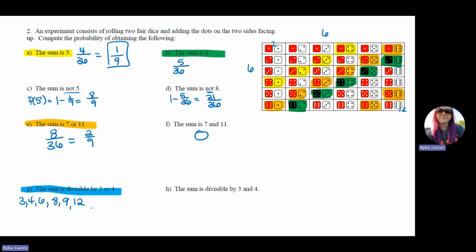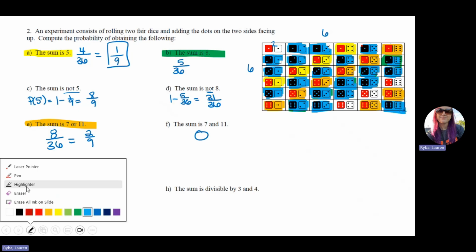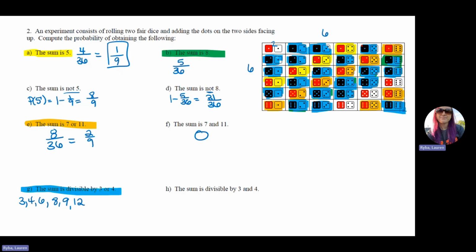All right, so now I'm going to highlight all of those. So 3, 4, 6, 8, 9, and 12. All right, how many is that? 1, 2, 3, 4, 5, 6, 7, 8, 9, 10, 11, 12, 13, 14, 15, 16, 17, 18, 19, 20 of them out of my 36.